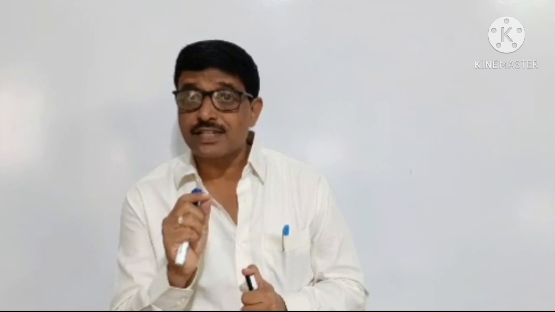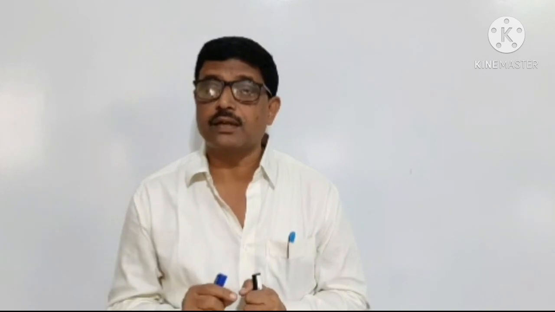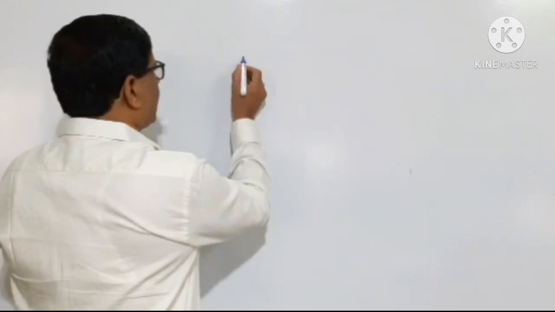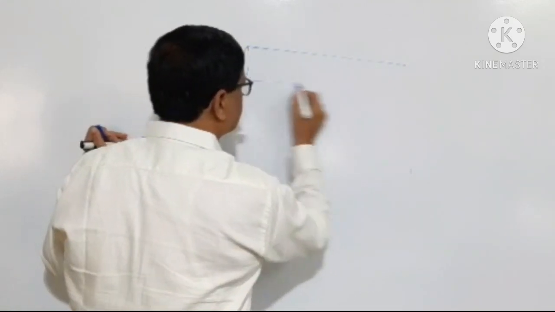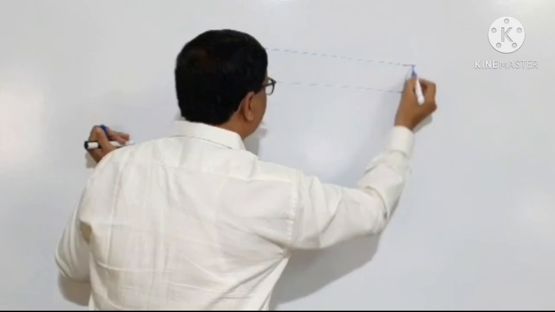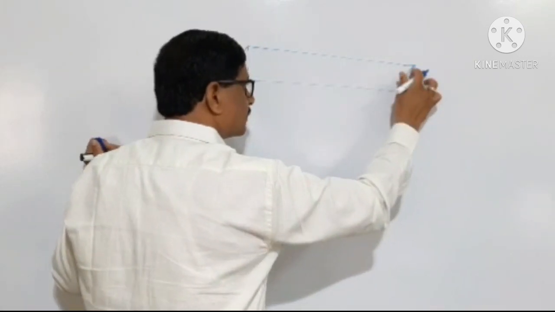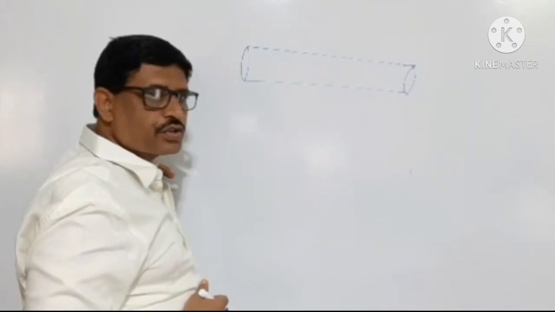Why there is a resistance? Why there is opposition to the flow of current through the conductor? That we will see. Let us consider I got a conductor. It's of some length L. This conductor consists of a large number of free electrons.